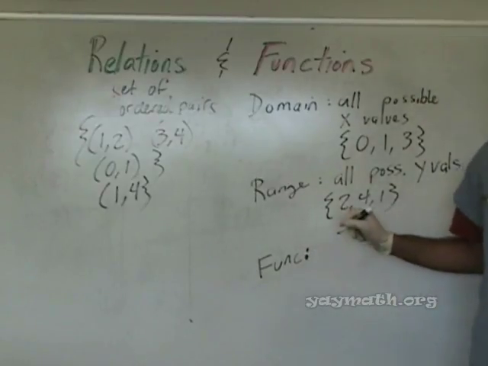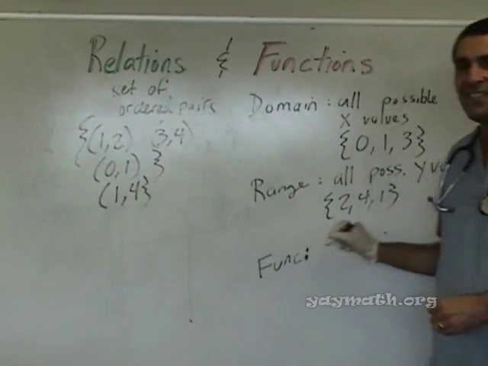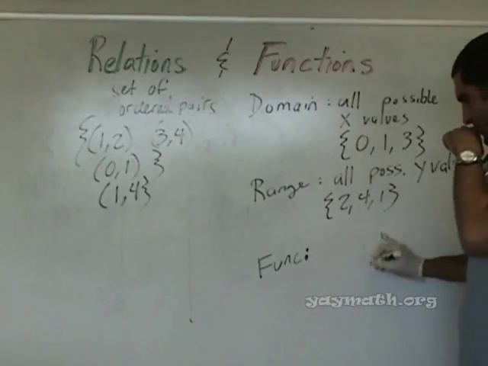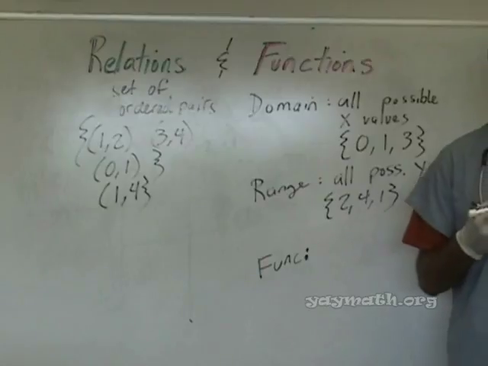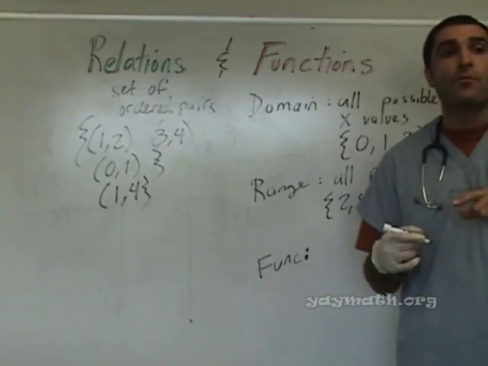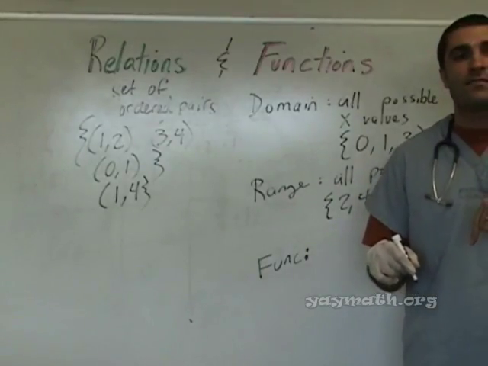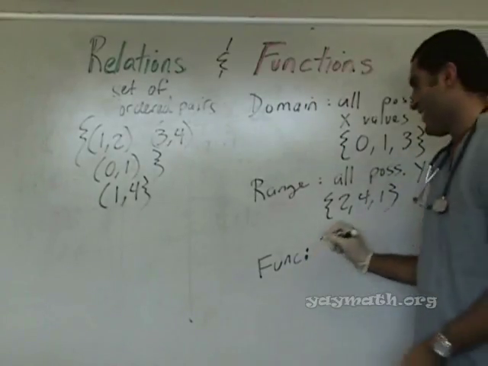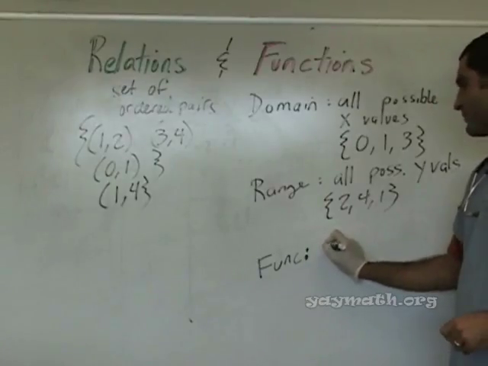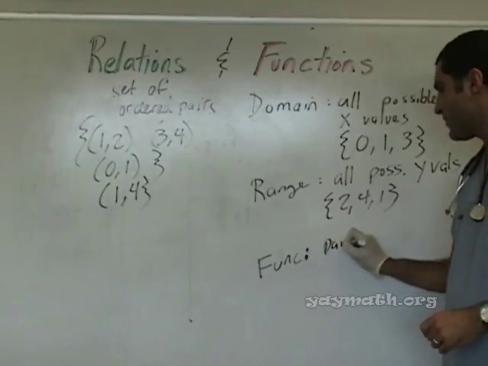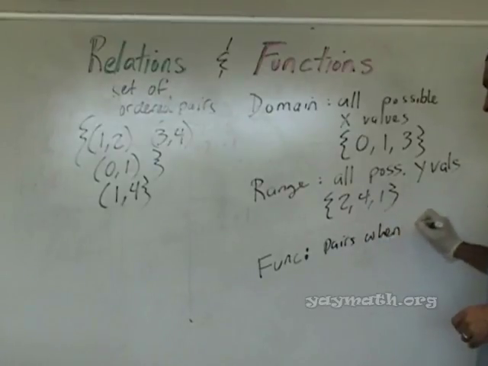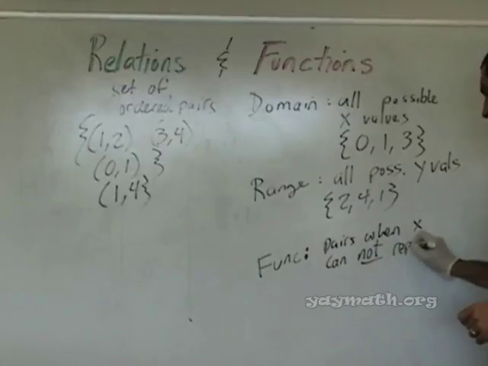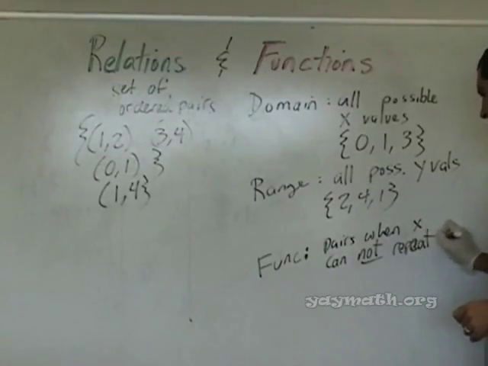Okay, where's Cornelius? Where's Bob? You want to try? It's where an x is paired with a y. An x is paired with a y, and can x repeat or not? Yes, you're right. So it's basically pairs where x cannot repeat.